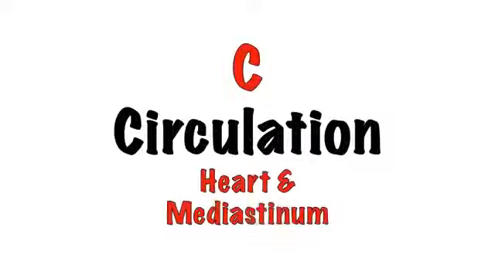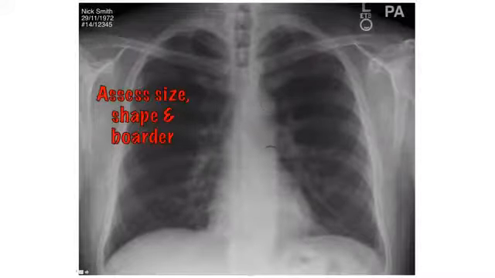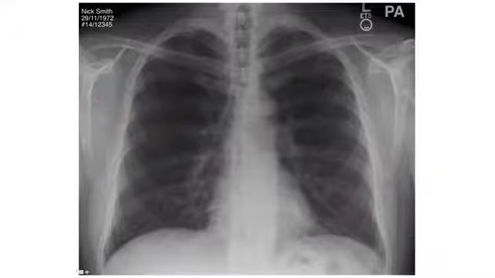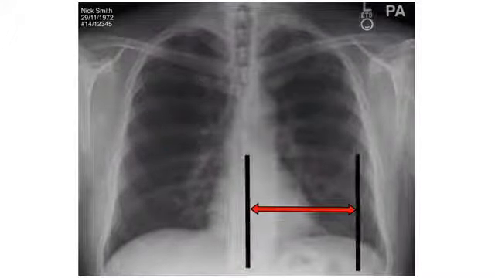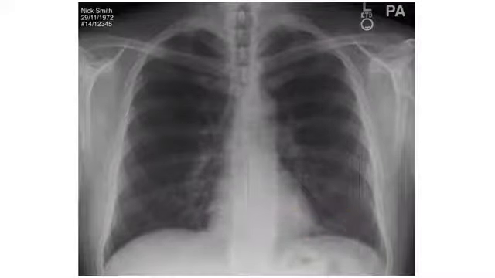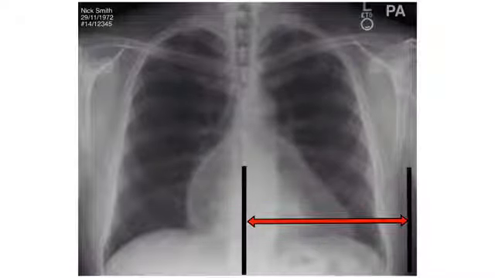C. Circulation, heart and mediastinum. Look at the size, shape and border of the heart and mediastinum. Heart size is assessed using the cardiothoracic ratio. In a PA film, the heart occupies less than 50% of the width of the thorax. A cardiothoracic ratio of greater than 50% in a PA view is abnormal and indicates cardiomegaly.